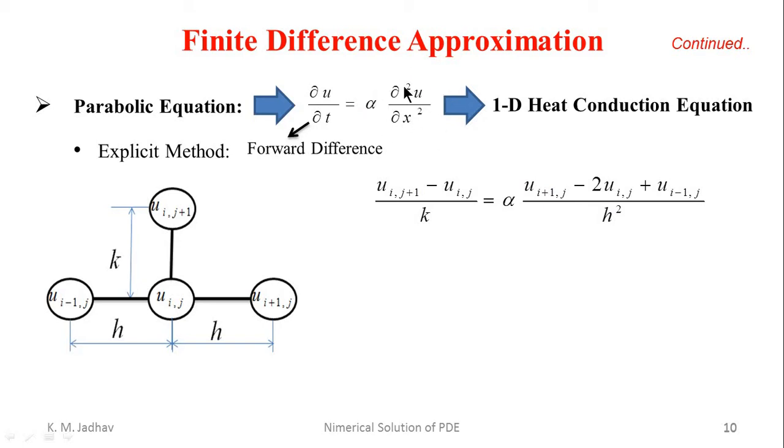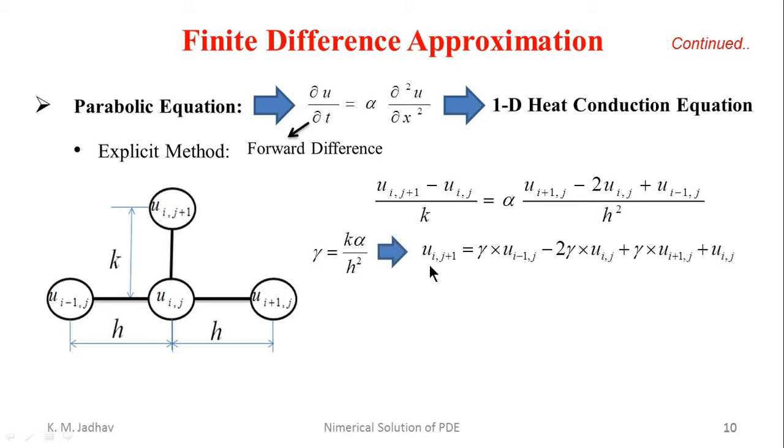Then we can discretize the space. For second order approximation with respect to x, we can write this term minus 2 into this term plus this term divided by h square. So here it is written (u_i+1,j − 2u_i,j + u_i−1,j)/h². Now let us consider gamma is equal to k alpha divided by h square. In some books, instead of alpha, c square is given. Then we can write gamma as k c square divided by h square. To simplify this equation, we will take gamma is equal to k alpha divided by h square.